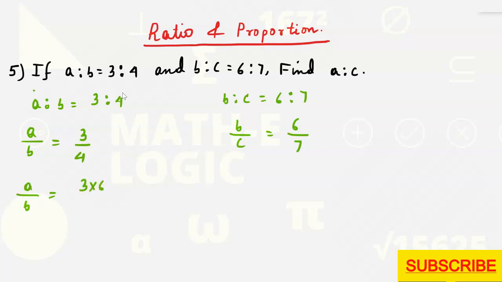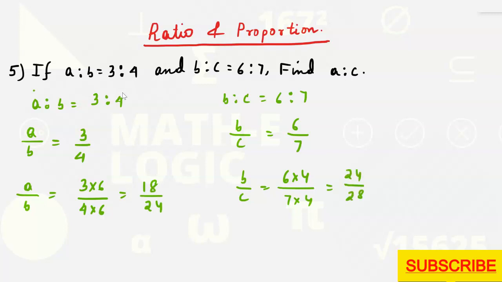For the first one, we multiply 6 to the numerator and denominator both, we get 3 into 6 by 4 into 6. And for the second one, we multiply 4 to the numerator and denominator both. So 3 into 6 is 18 divided by 24, and 6 into 4 is 24 divided by 28. Now in both cases b is the same, which is 24. Now we find a is to c, that is 18 is to 24. Both are divisible by 2, so it equals 9 is to 14, and that is the correct answer for the last one.